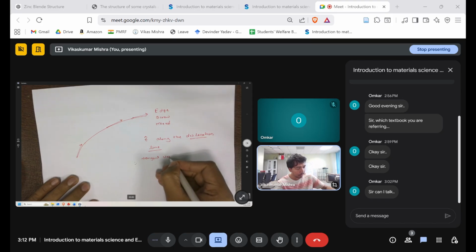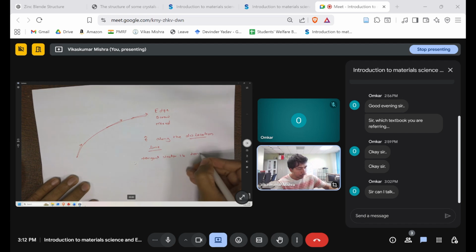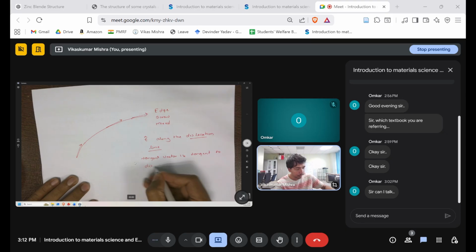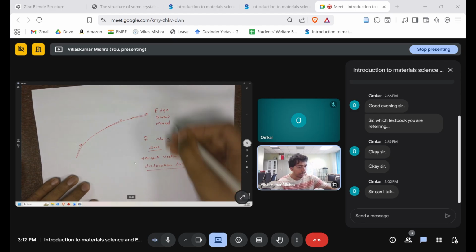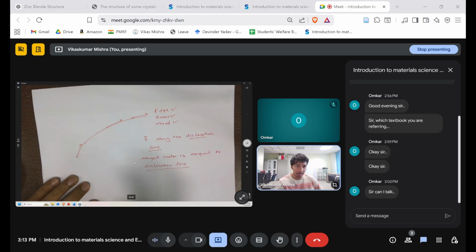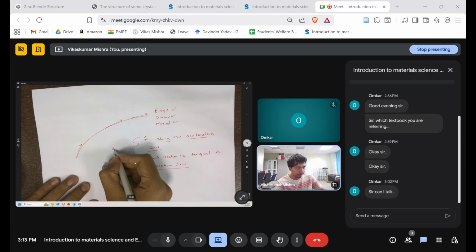Tangent vector is tangent to the dislocation line. The dislocation line can be edge, screw, or mixed, it doesn't matter to us. This property will always be satisfied.